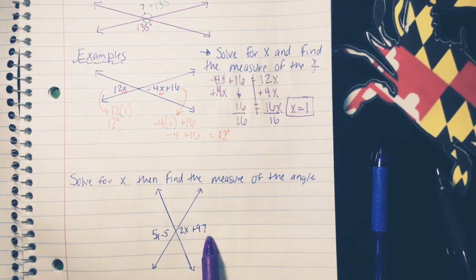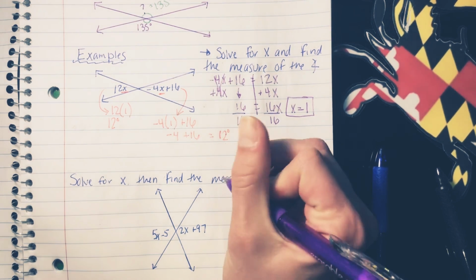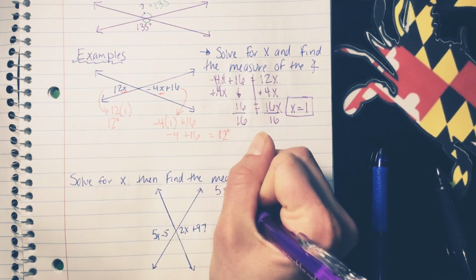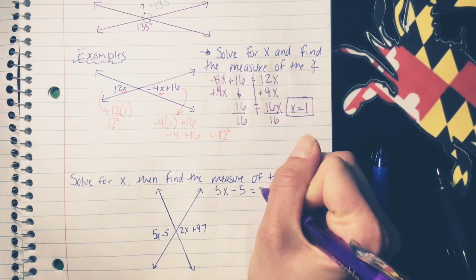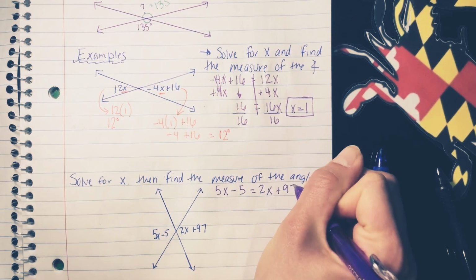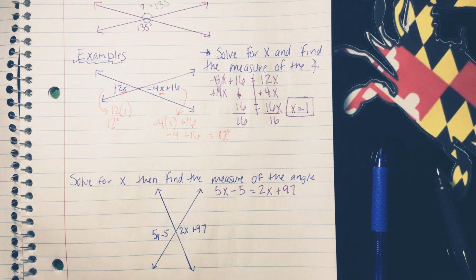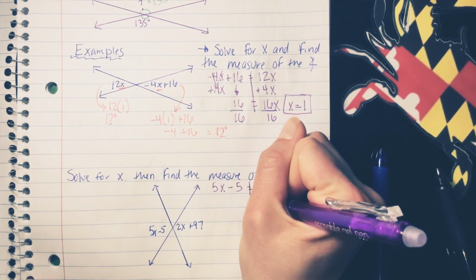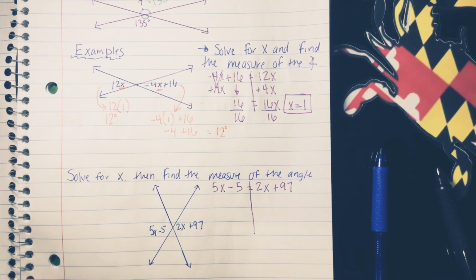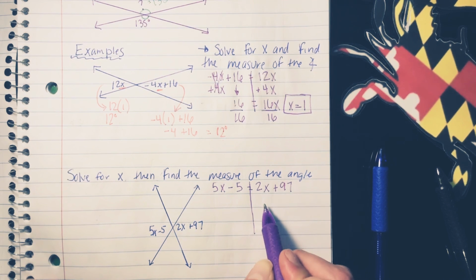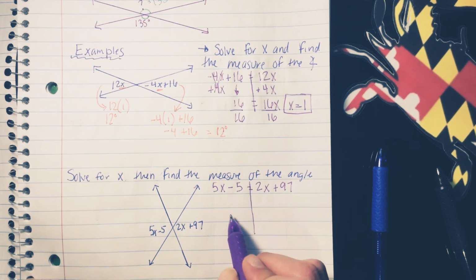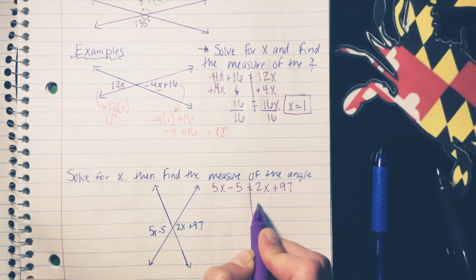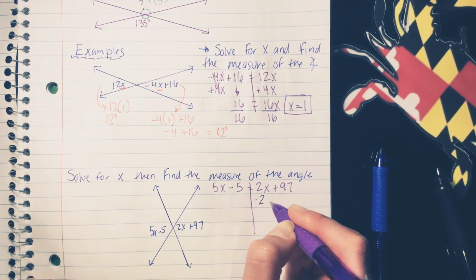Remember, we're setting these two equal to each other. So our equation would look like 5x minus 5 equals 2x plus 97. Now we're going to draw our line down the equal sign. And as I'm looking at it, I only like dealing with positive answers. So I want to get these x's on one side. If I subtracted 5, that would be negative 3, and we don't want that. So I'm going to subtract 2x to get it on the other side.